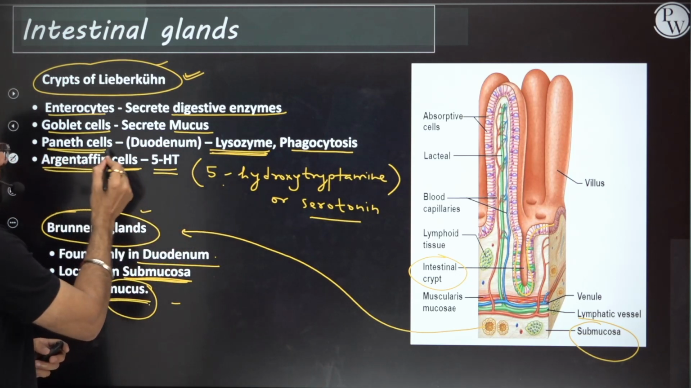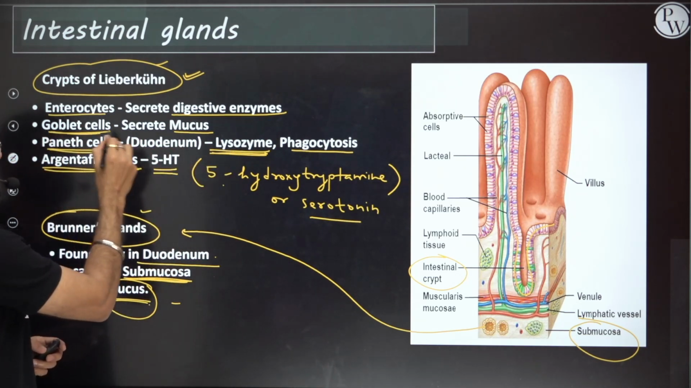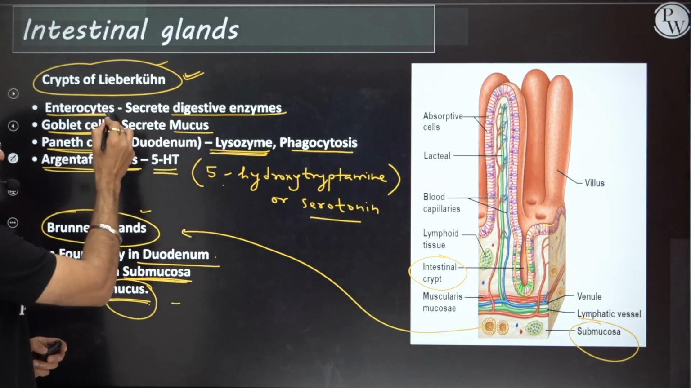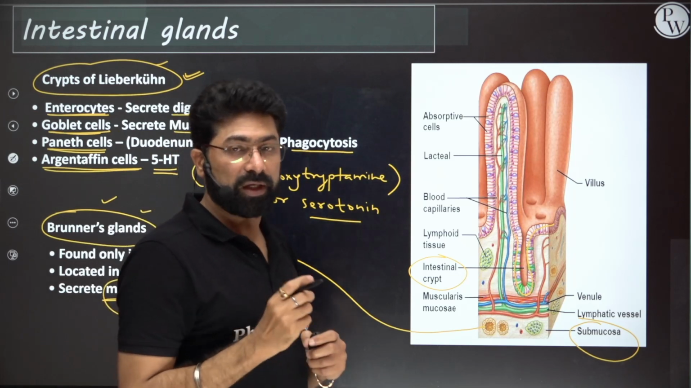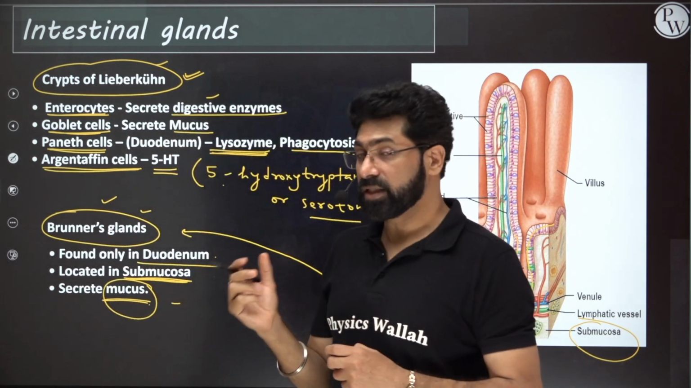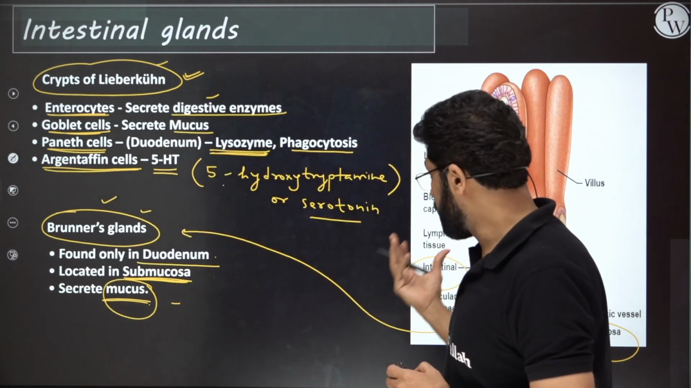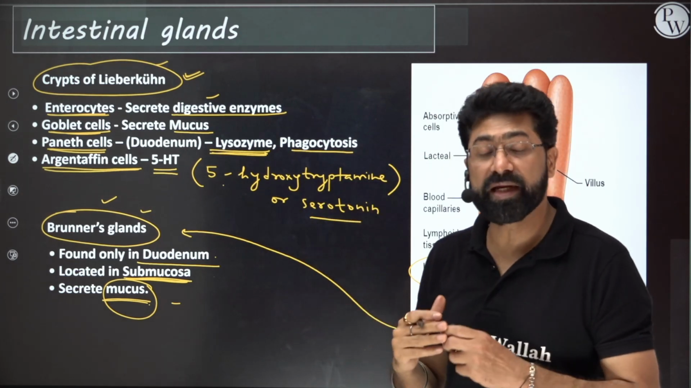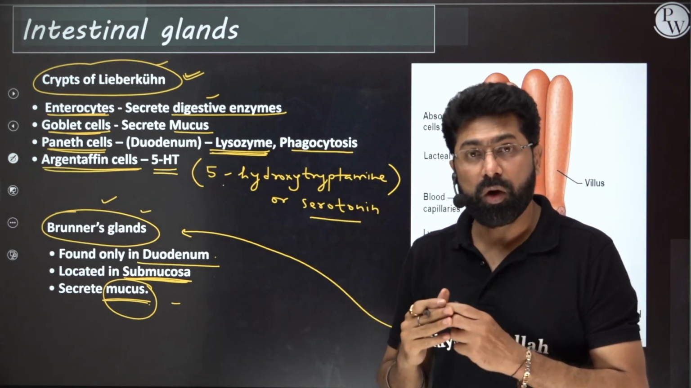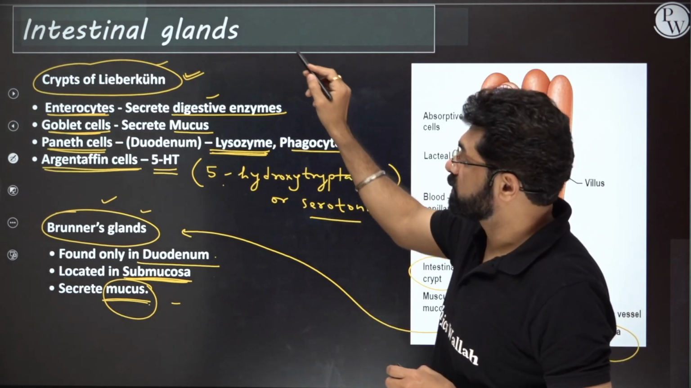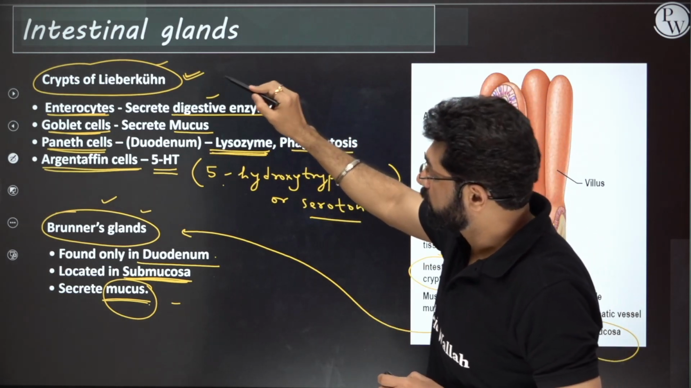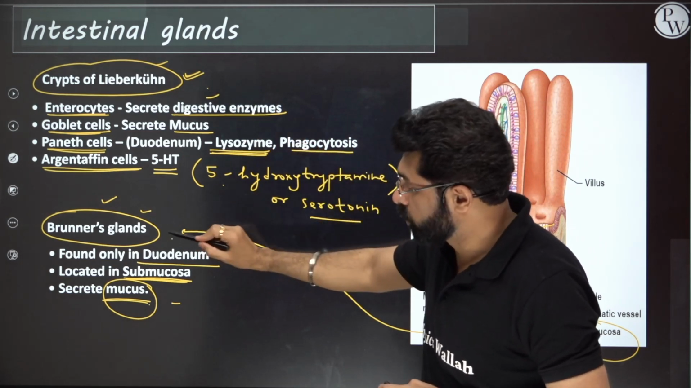Even Paneth cells are producing lysozyme, and goblet cells are producing mucus, whereas enterocytes will produce the digestive enzymes coming out of the crypts of Lieberkühn. And that is why the secretion which comes from the crypts of Lieberkühn and Brunner's gland is called intestinal juice or the succus entericus.